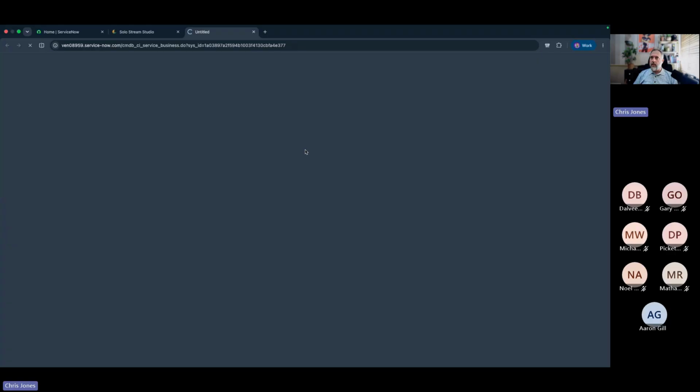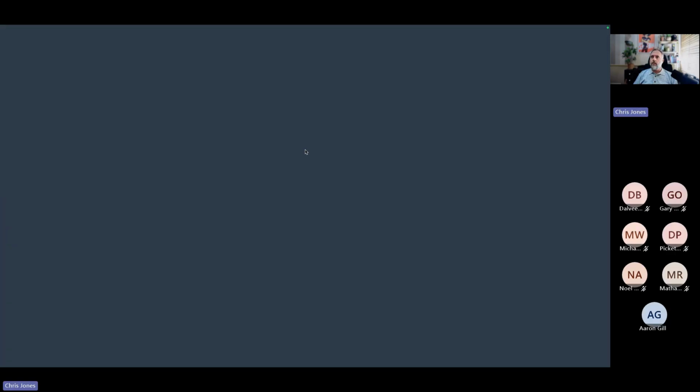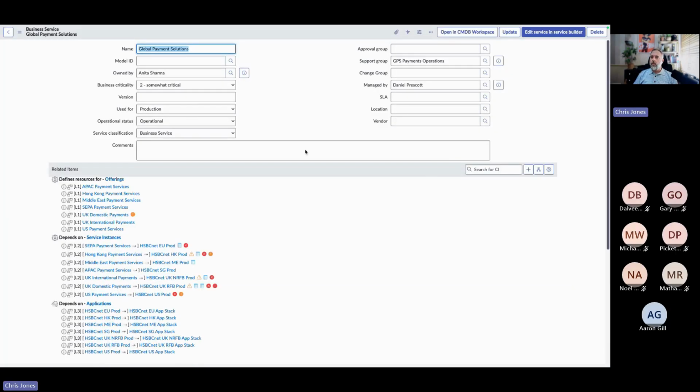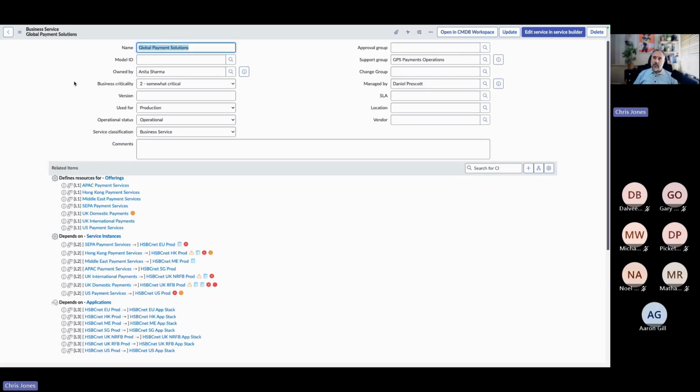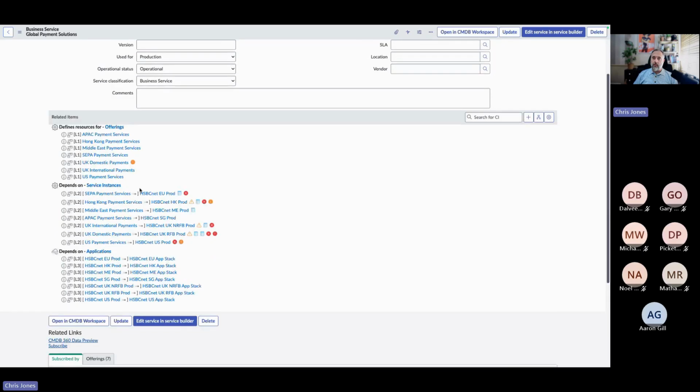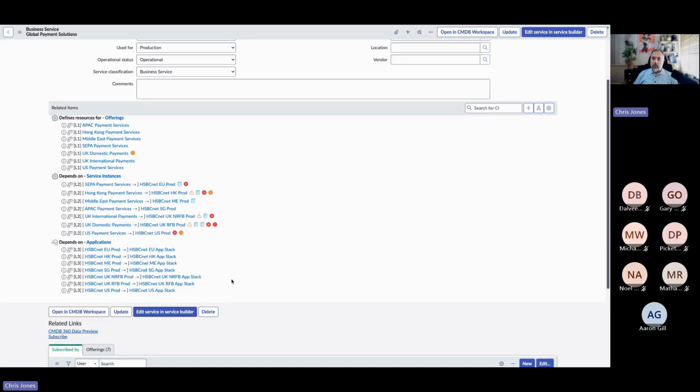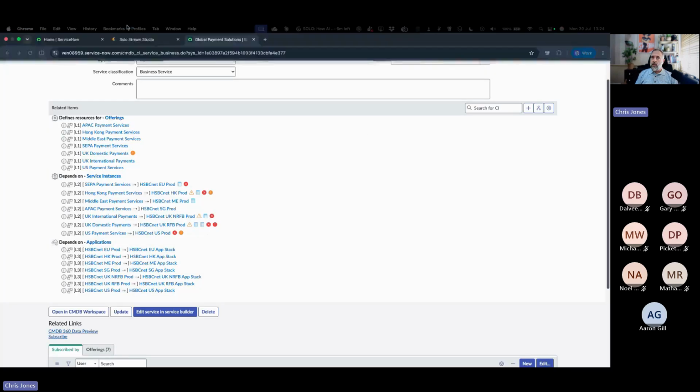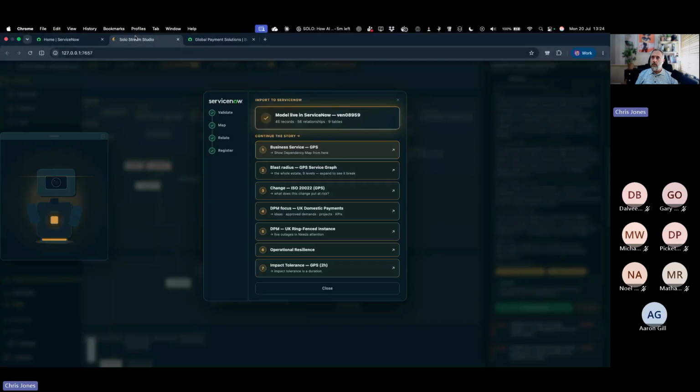So let's go look at how this service model shows up in the system. Here's the classic view that I'm sure those of us who are familiar with the CMDB know. This is the CI record for Global Payment Solution as a business service with all of its tree relationships. Then what we can do is go back to the studio and have a look at the blast radius.